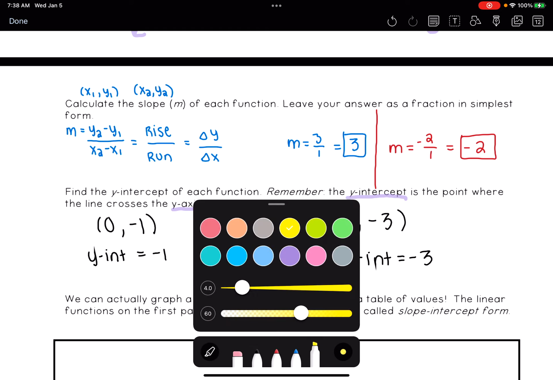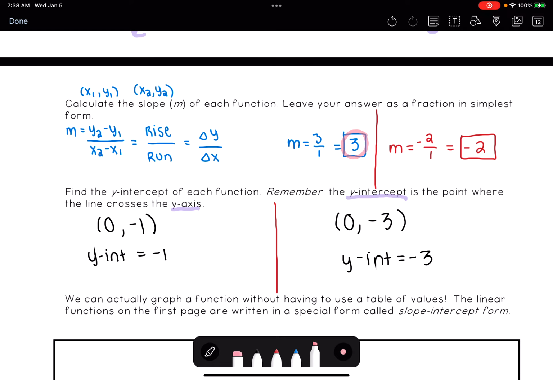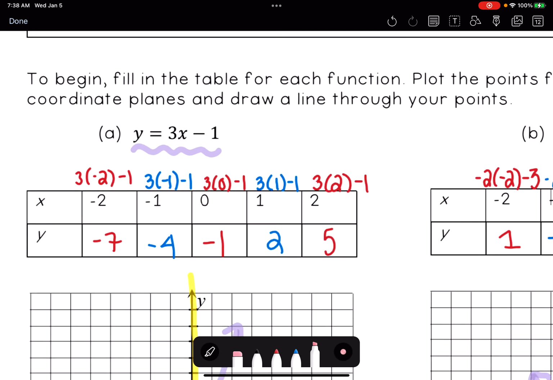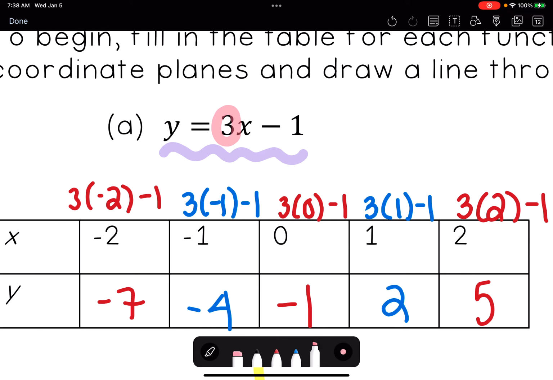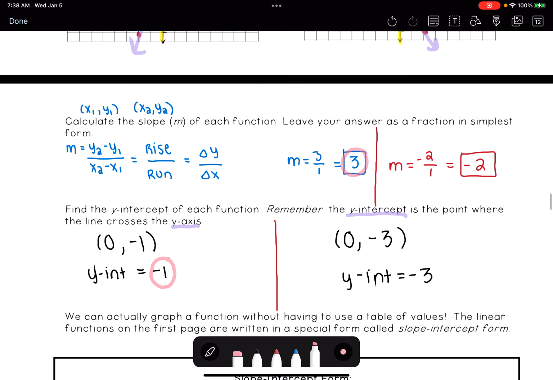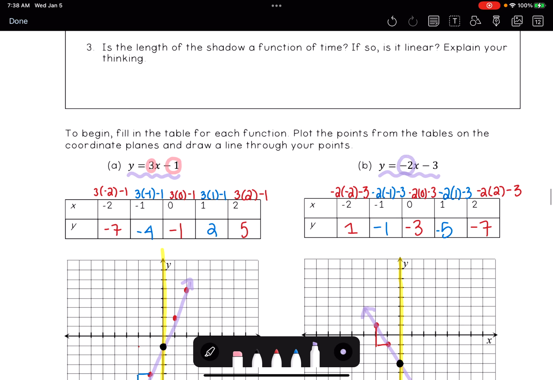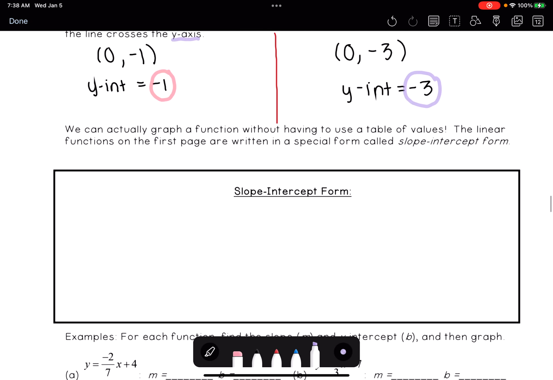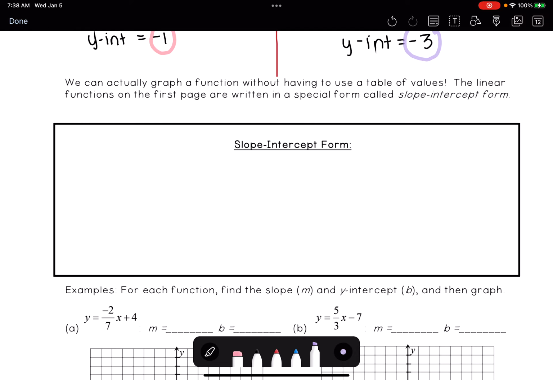Now if you look at these values, so the slope and the y-intercept, 3 and negative 1 for our first line, notice that those appeared in our equation. Here's the 3 for the slope, here's the negative 1 for the y-intercept. The same thing's true for the other line. Our slope is negative 2 and our y-intercept is negative 3. So our equation actually has a negative 2 right here and a negative 3 right here. So that's going to make our lives easier because now we know without calculating it, just by looking at the equation, what our slope and our y-intercept are. So we can actually graph a function without having to use a table of values.